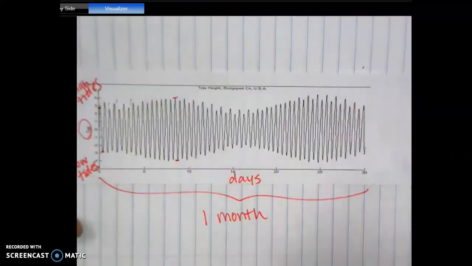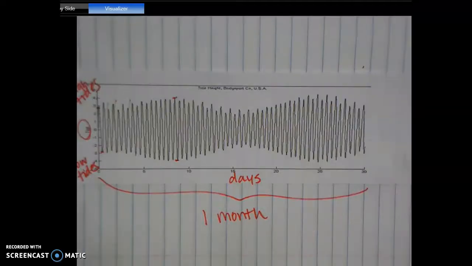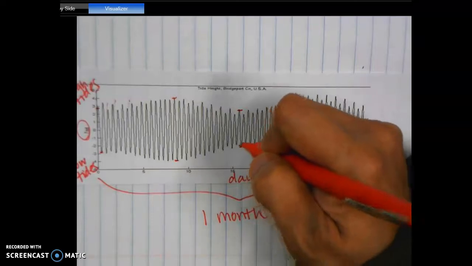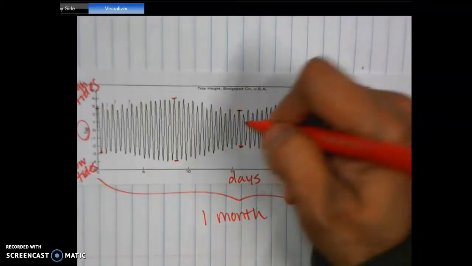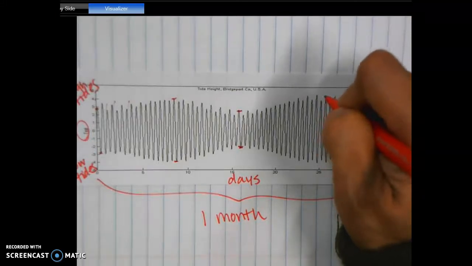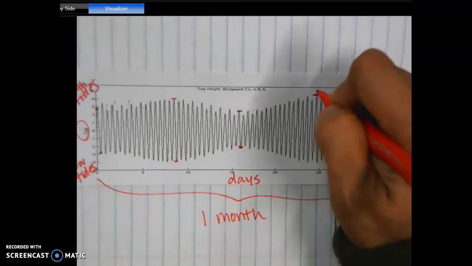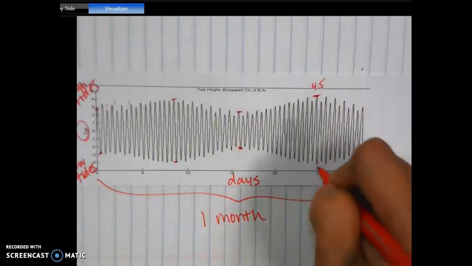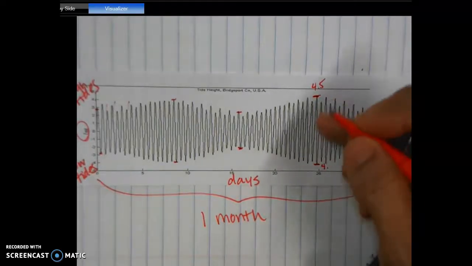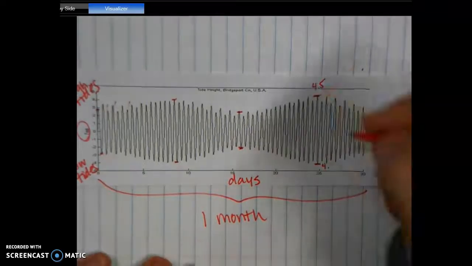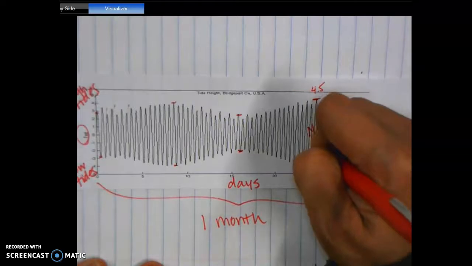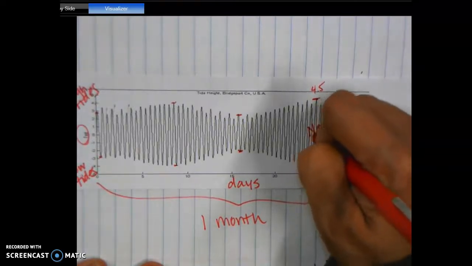So I know right here that this is probably either a new or a full moon. Over here, it's a small difference because it gets skinnier. And so this is probably one of my quarter moons. And this one over here, if I look at this tallest one right here, it's about 4.5 feet. And this one's about 4 feet too. So I think this one right here is probably my new moon, because this is the largest difference between here. So this would be my new moon here.